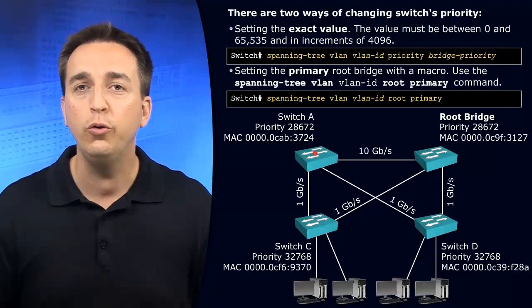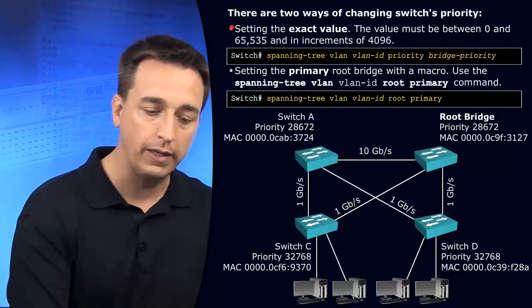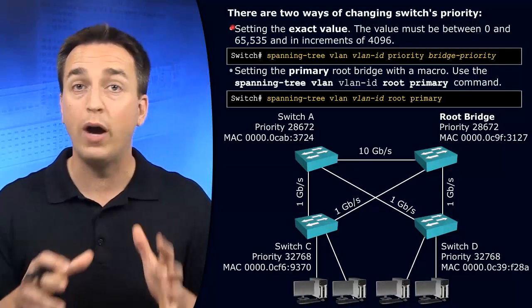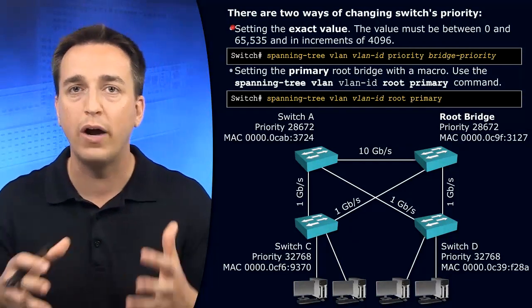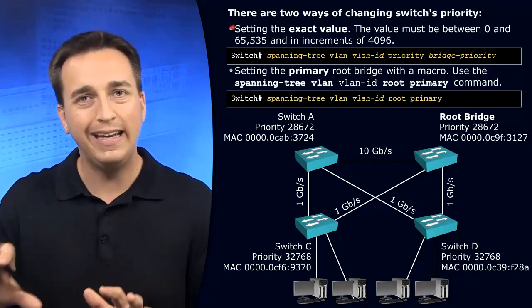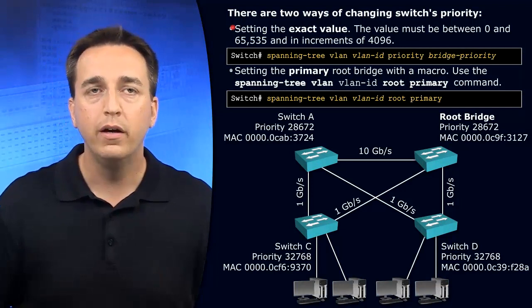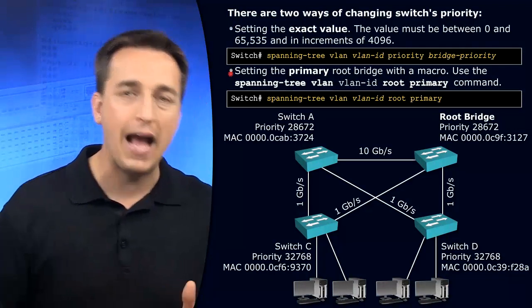So to control who the root bridge is, we can manually set the priority with the spanning-tree vlan command, the VLAN ID, then the priority parameter, and give it a priority. Or we could rely on a macro.